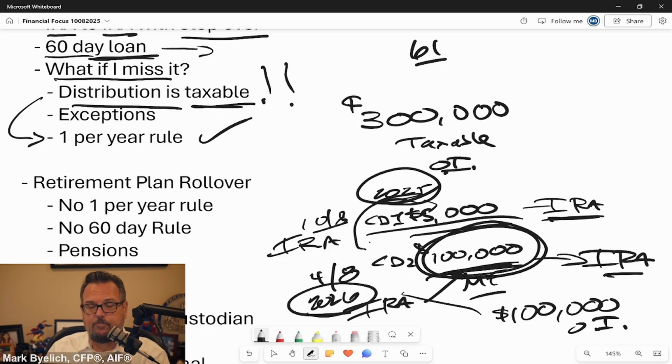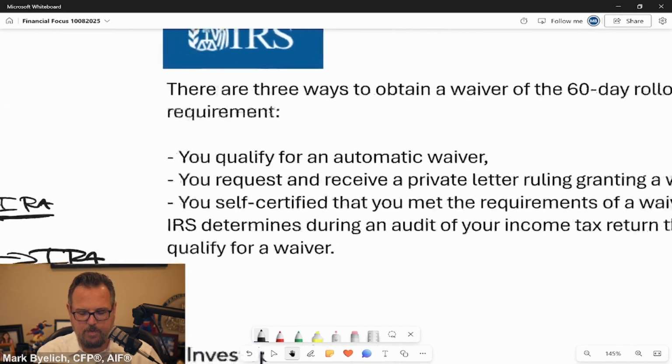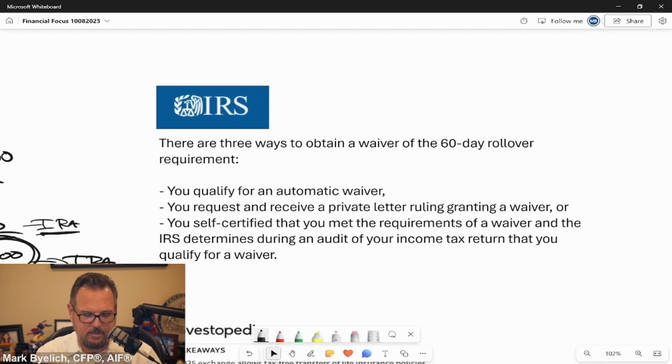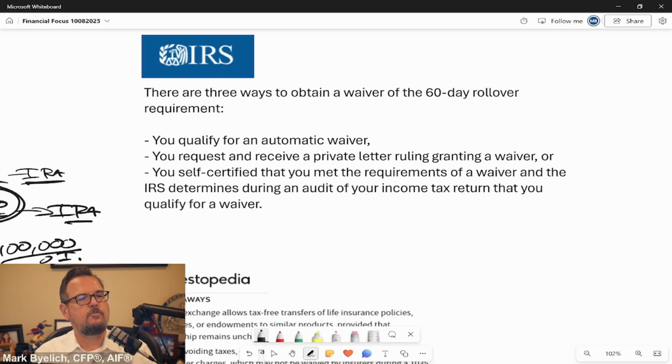Now, we've seen this in the Slott group, and we've seen people make mistakes like this. And one of the remedies sometimes is, well, okay, if it's going to be a taxable distribution, you might as well convert it then and send it to a Roth IRA. But don't put yourself in that position. And I went to the IRS website, and I grabbed this information for you. There are 3 ways to obtain a waiver of the 60-day rollover requirement, because what happens if you violate that and now you're subject to tax? Well, there are waivers, but let's talk about it.